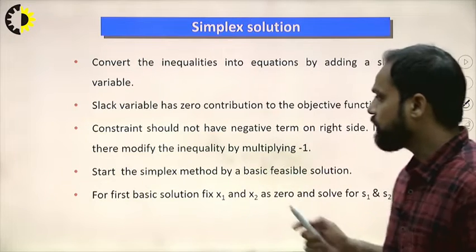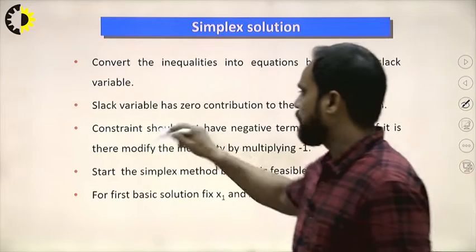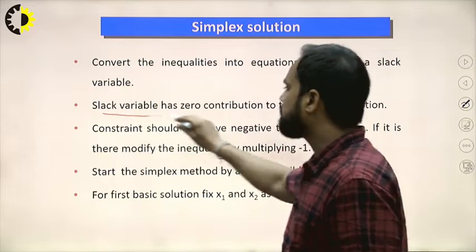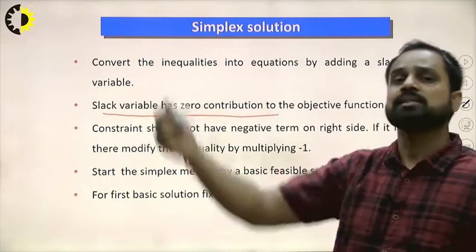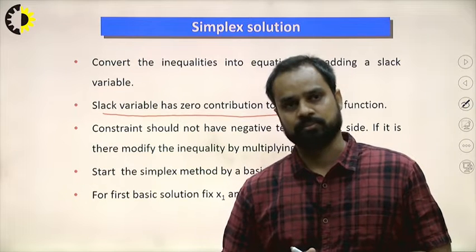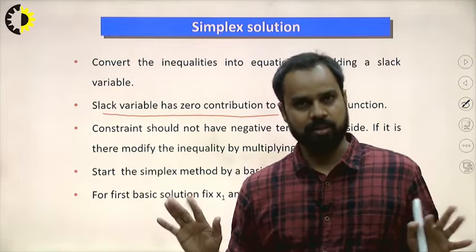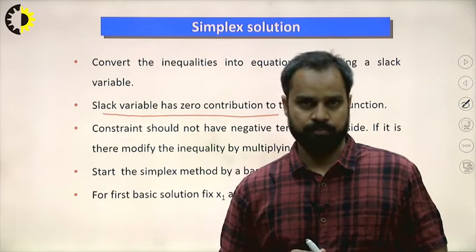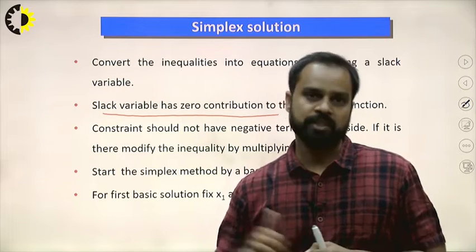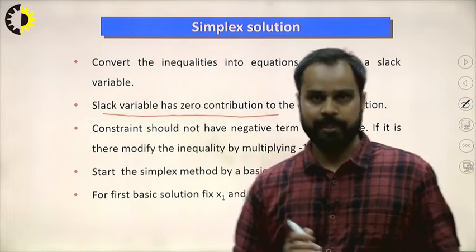And the second important thing is, because the constraints of this problem are of less than type, we have to add slack variables, and these slack variables do not have any contribution in the objective function, means they will not affect the maximization of the profit. So whenever we write the objective function, the slack variables come with zero coefficient, right?